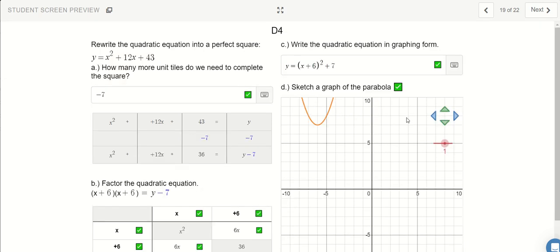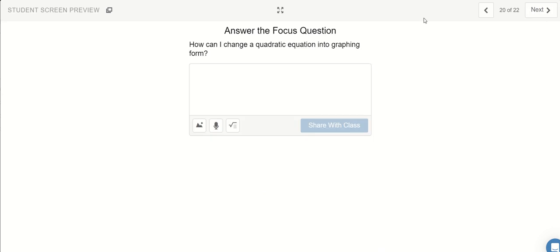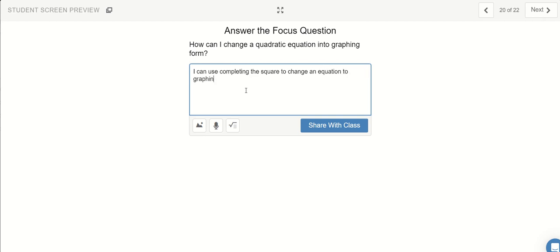Okay. All right, and let's answer the focus question. How can I change a quadratic equation to graphing form? I can use completing the square to change an equation to graphing form.